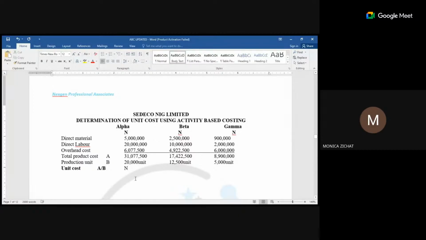1,553.9 naira per unit. Next one is 1,393.8 naira. You can round it up actually.